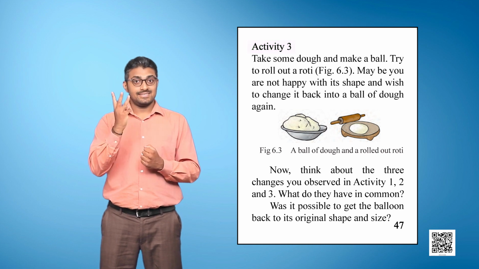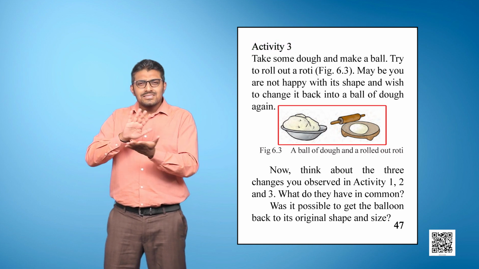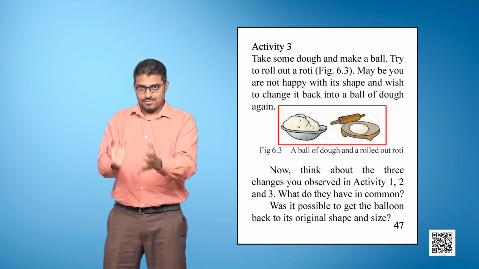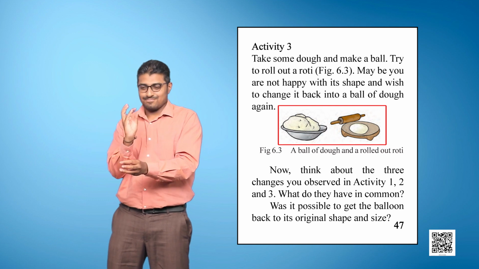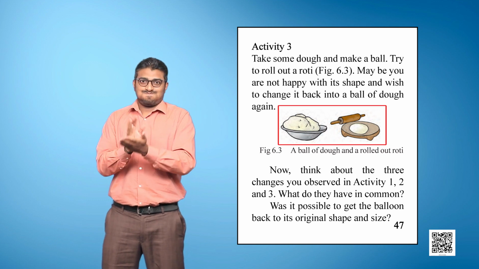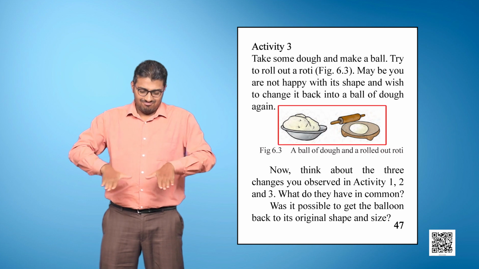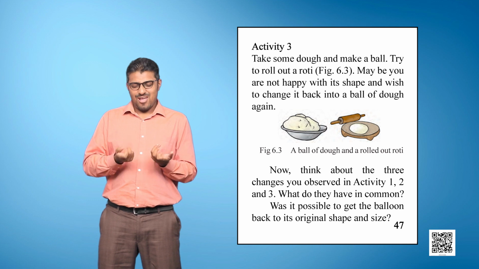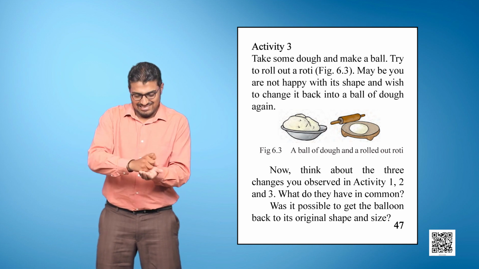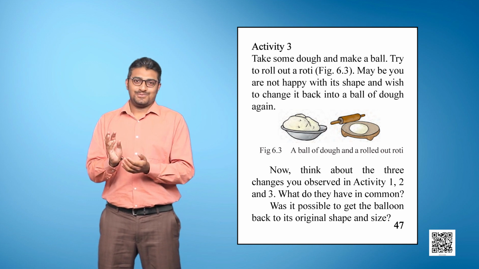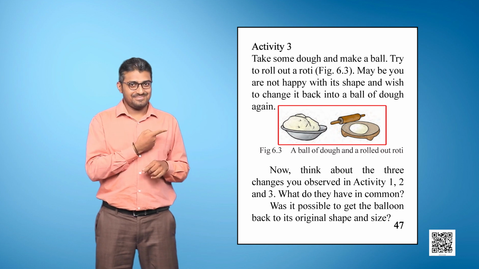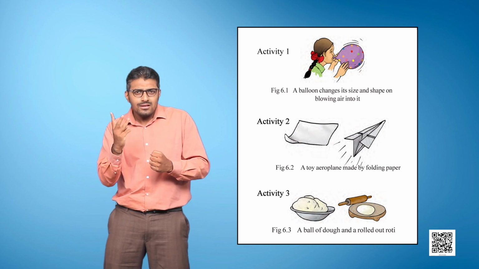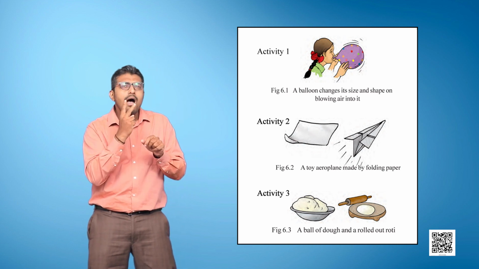Activity 3. Take some dough and make a ball. Try to roll out a roti. Maybe you are not happy with its shape and wish to change it back into a ball of dough again. Now think about the 3 changes you observed in activity 1, 2 and 3.